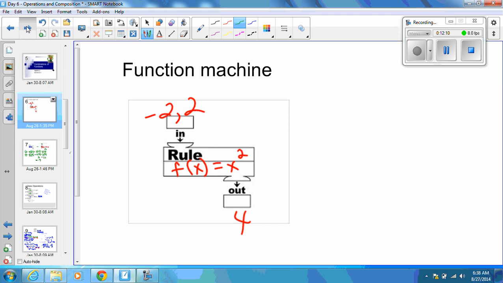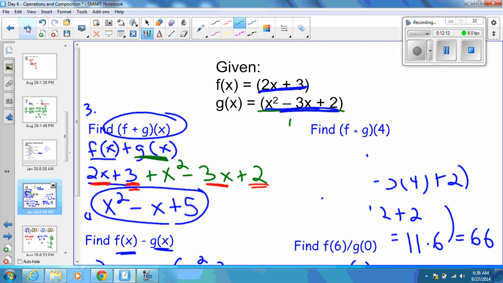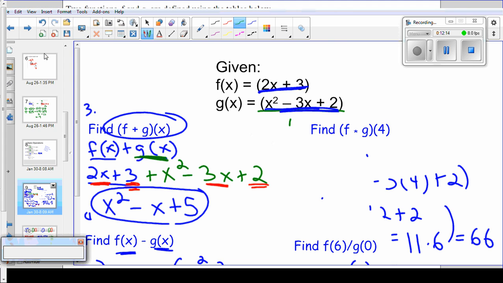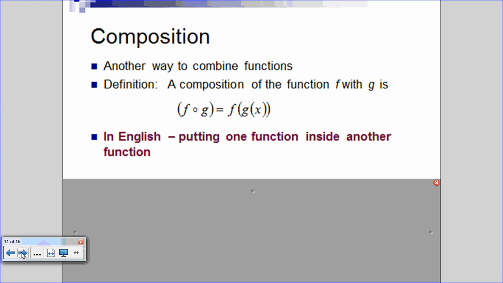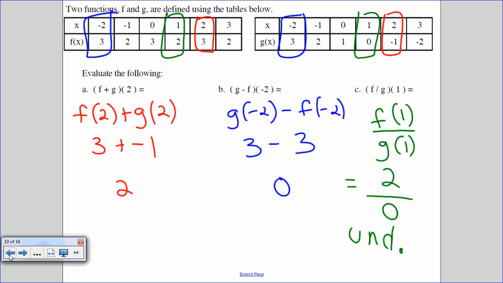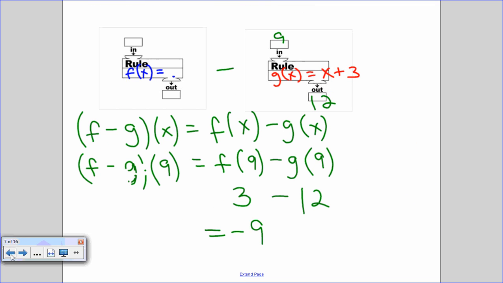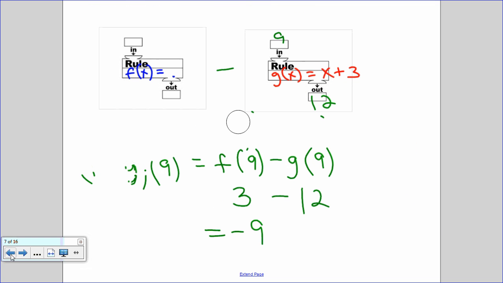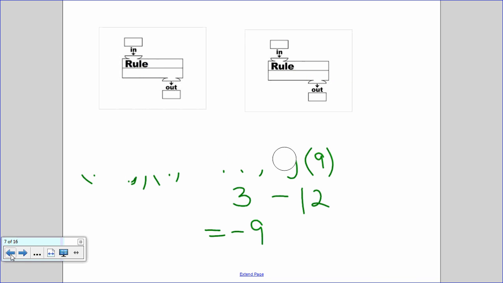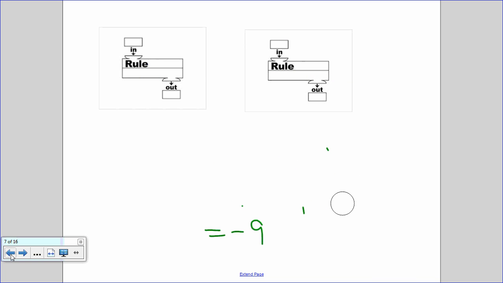I'm here. We're trying to learn how to do basic operations of function machines. We have one more thing to do. We have composition. So let's think about our function machines again. If I have two function machines like this, the way composition works is actually pretty cool. It's real easy to think about with these machines.